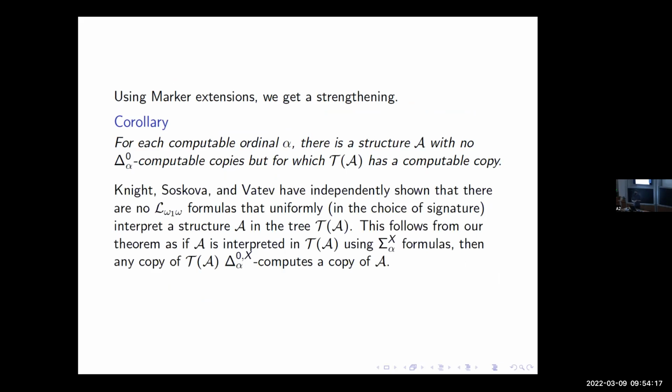This is similar to something that Knight, Soskova and Vatev have proved independently, which is that basically you can't recover A from the tree using an infinitary interpretation. So there's no interpretation of A in its tree. And this follows from this because if you could interpret it, there'd be certain formulas, and that would give you a way to recover it with some number of jumps.